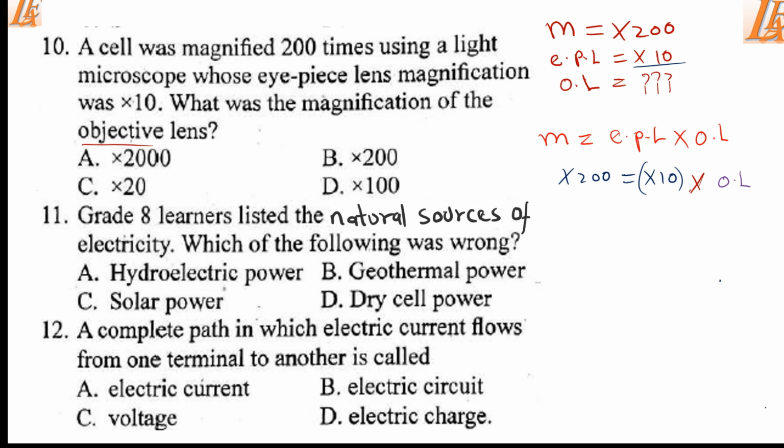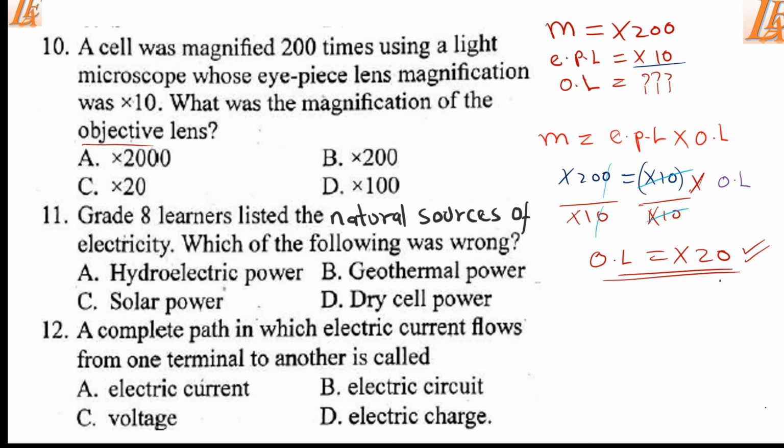So for us to get the objective lens, we will divide by times 10 on both sides. This times 10 will go with this one. Then 200 divided by 10, the 10 will cancel. Now we will remain with objective lens value equal to times 20. So the objective lens is times 20. This is the correct answer.